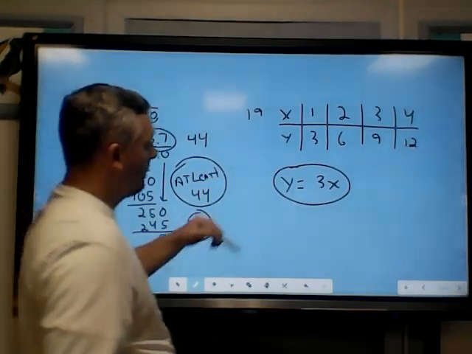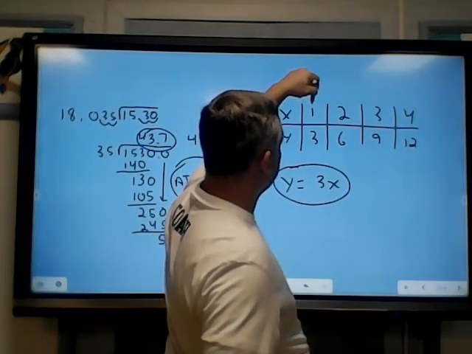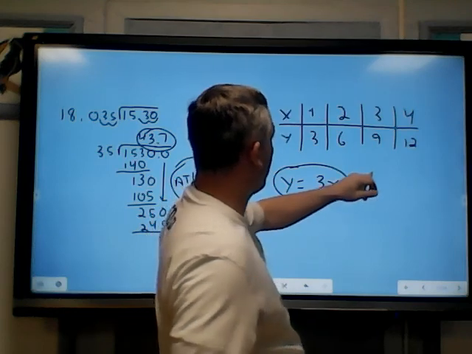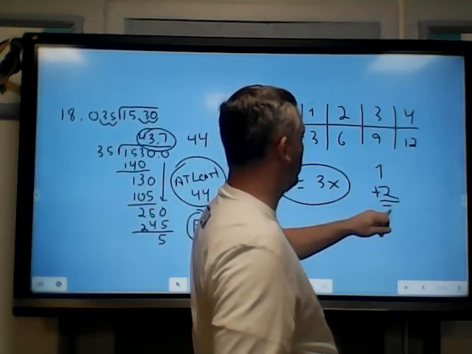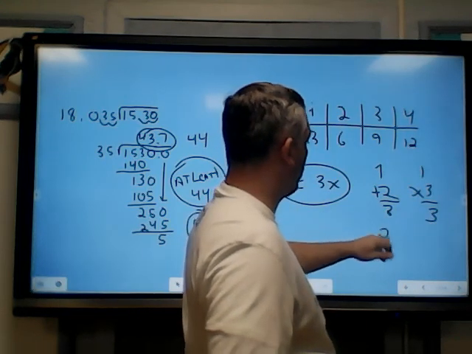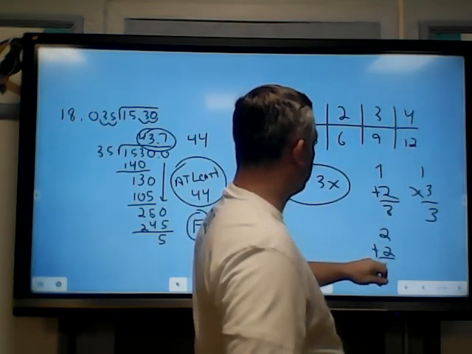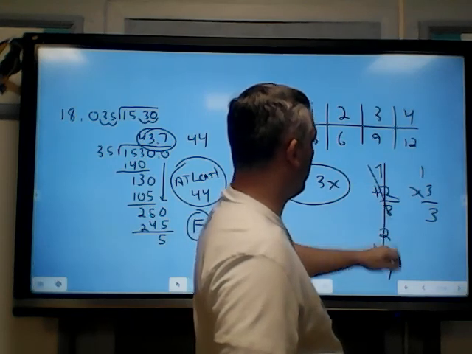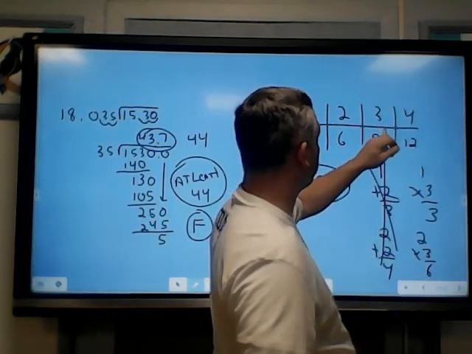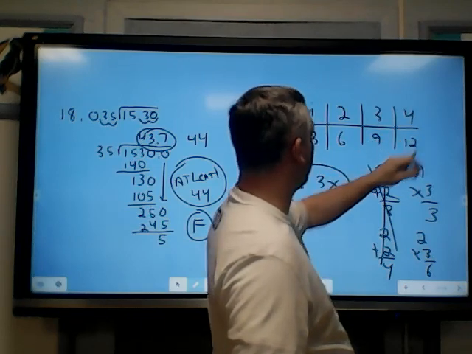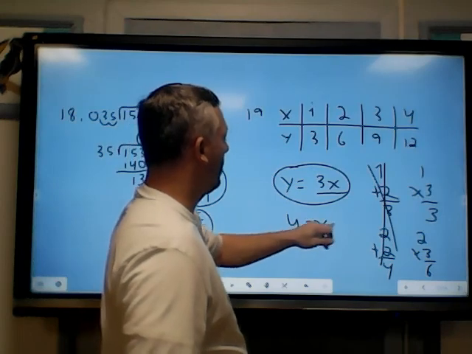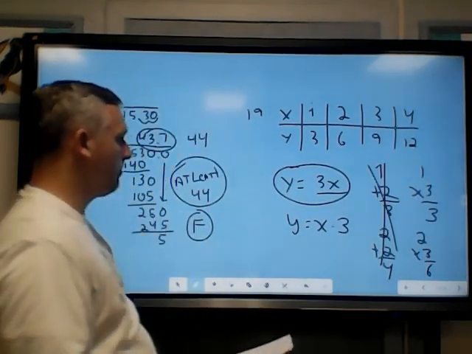Now 19, this equation is the easy one because they're counting by ones. You just got to figure out how you go from 1 to 3. From 1 to 3, there's two options. You can go 1 plus 2 is 3, or 1 times 3 is 3. Well, you can start at 2. 2 plus 2 is not 6, so the addition does not work. 2 times 3 is 6. Therefore, 3 times 3 is 9, 4 times 3 is 12. So you're multiplying by 3. So y equals 3x. Or you can do it this way, x times 3 is okay also.